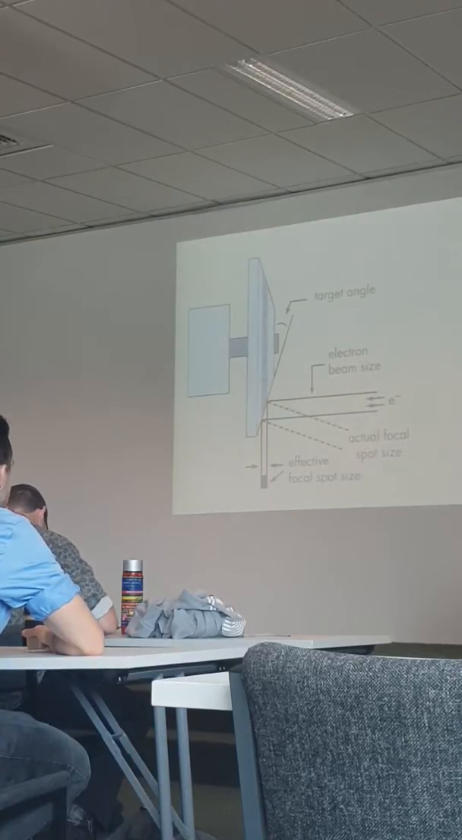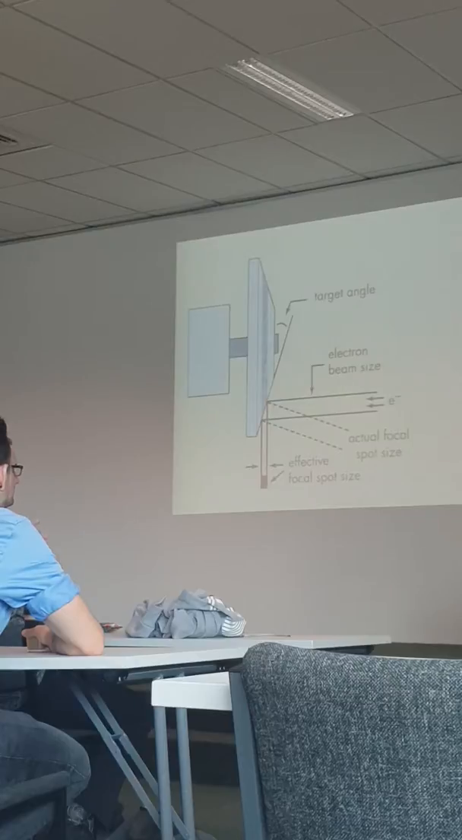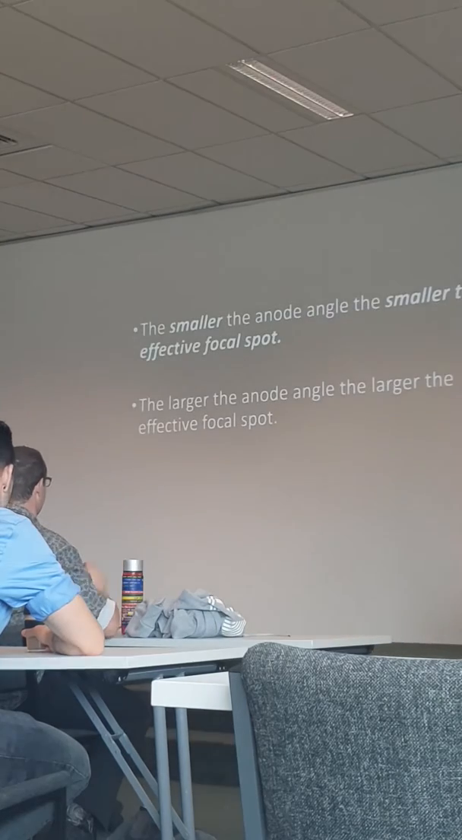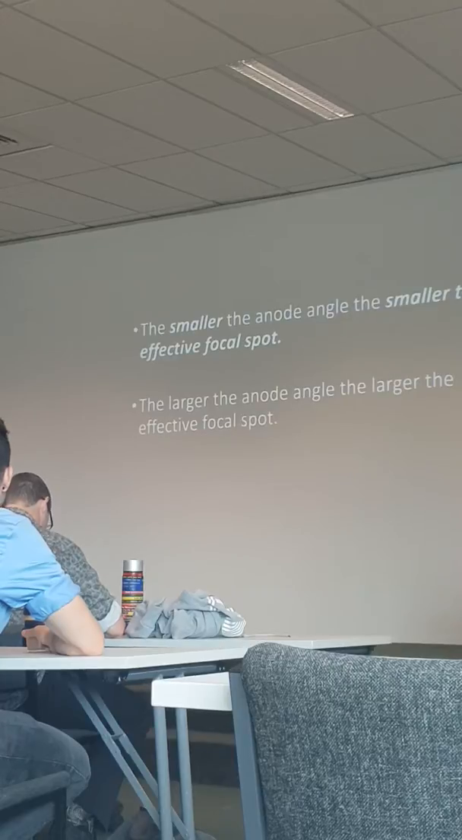If that makes sense. By changing this target angle, you can change the effective focal spot size, but you can't change the actual focal spot size. The actual focal spot size is the beam of electrons. It's always the same, no matter how you change the target. The effective focal spot size will change depending on how this is angled. So the smaller the anode angle, the smaller the effective focal spot size. The larger the angle, the larger the effective focal spot size.